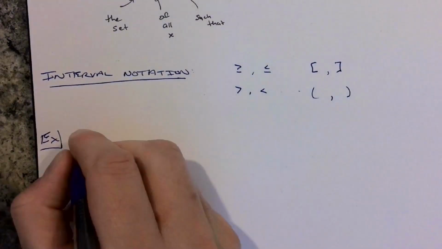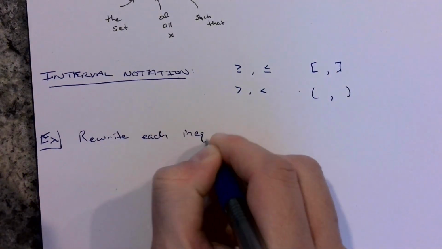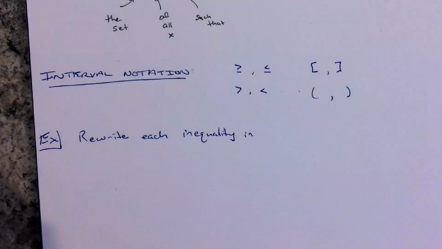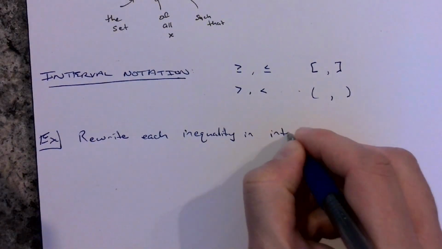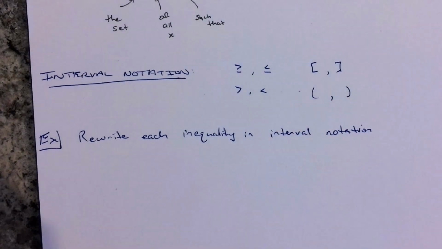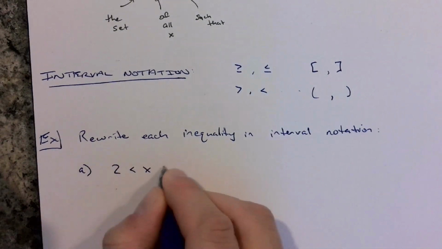So we'll do some examples of this just to make sure that you remember how to use these. So if we said to rewrite each inequality in interval notation. Well, when I say interval notation, we're going to be using parentheses and brackets, as opposed to the set builder. So for the first one, if I said I had 2 is less than x is less than or equal to 6.